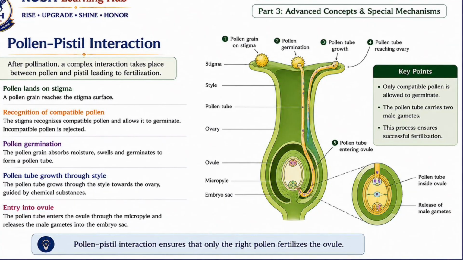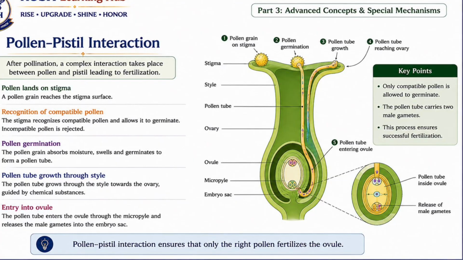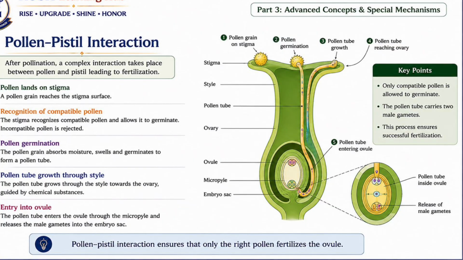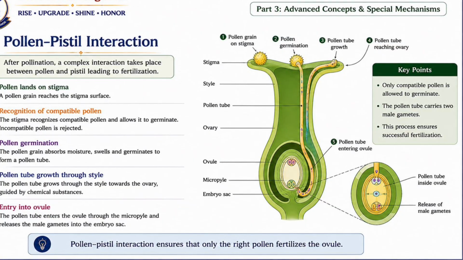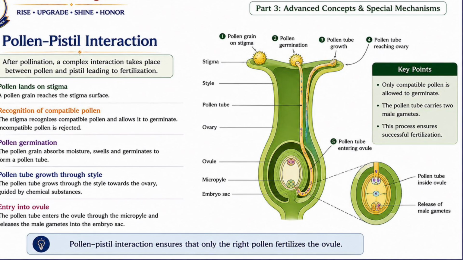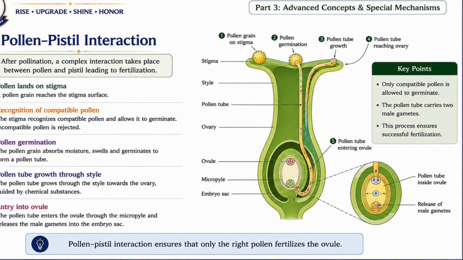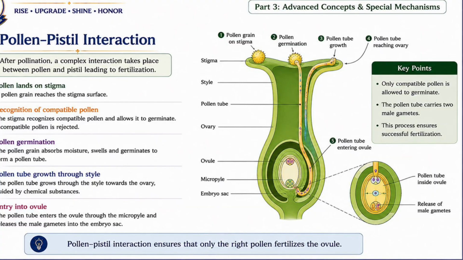Step 4. Growth of the pollen tube. The pollen tube grows through the style toward the ovary. Its growth is guided by chemical signals produced by the ovule and surrounding tissues. Inside the pollen tube are two male gametes that are transported safely toward the embryo sac. This is one of the most remarkable examples of directed cell growth in plants.